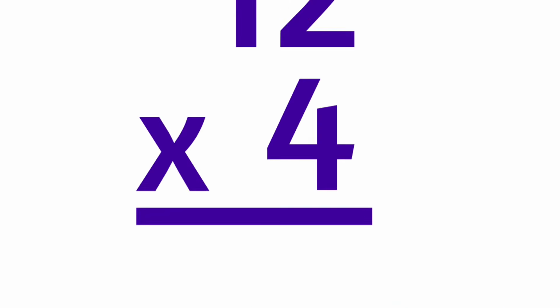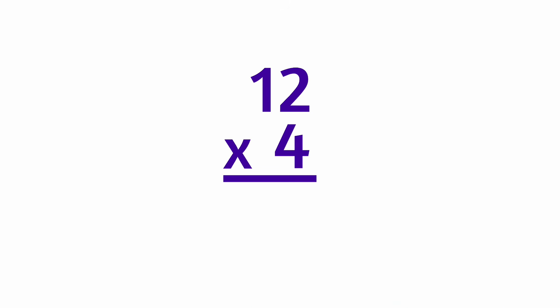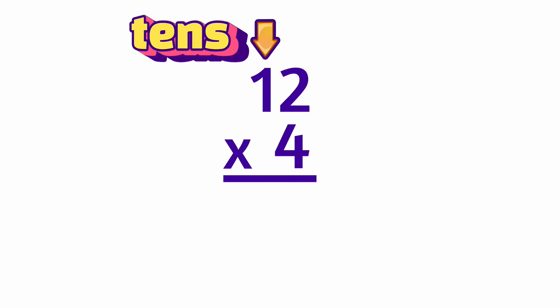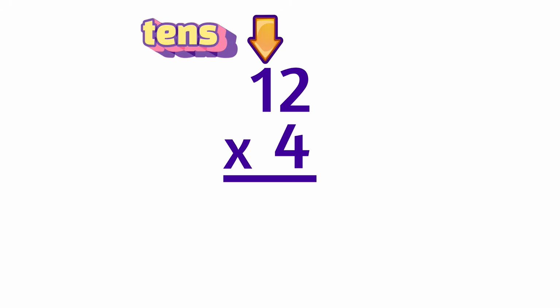Let's write down 12 times 4. We put 12 on top and 4 below it, making sure everything is lined up by place value. The 2 and the 4 are both in the ones place, so they line up perfectly. The number 1 is in the tens place. Because this 1 is in the tens place, it represents 1 single 10, so it really means 10.